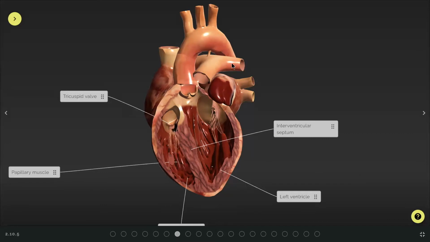And so from your pulmonary trunk, you've got these vessels called pulmonary arteries, which will take it to your lungs. And at your lungs, you'll kind of get that oxygen diffusion. So all your blood is going to carry that oxygen.